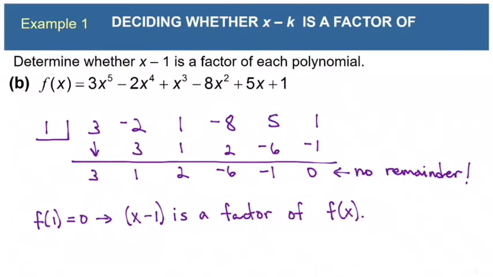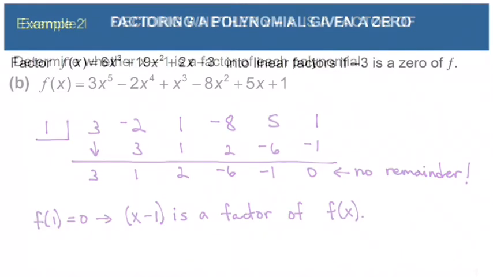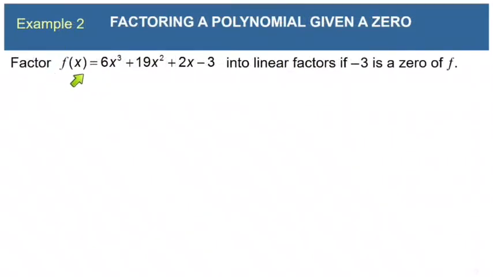So the remainder theorem and the factor theorem really work together on this. Now in example 2, we're doing sort of a similar thing, but then we're taking it a step further. This says factor f of x into linear factors if negative 3 is a 0 of f. Okay, now they're telling us that negative 3 is a 0, but from that we also know that x plus 3 will be a factor. You see how that works? If we know that negative 3 is a 0, we know that x minus negative 3 will go evenly into our polynomial, so we know that it's going to be a factor.